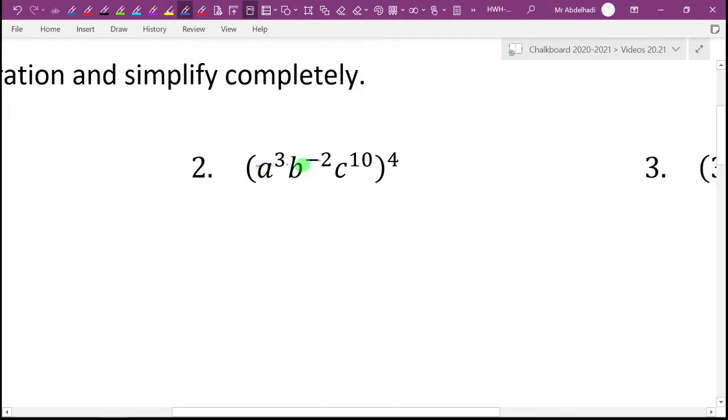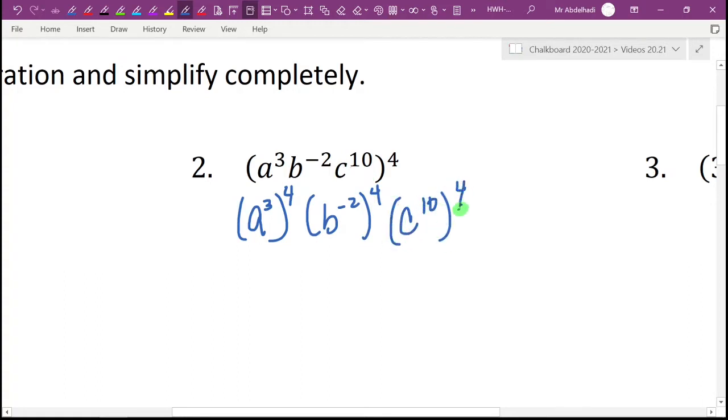you have stuff to a power. This is the same as writing this 4 times, right? So you have 4 to the 3rds, right? And that would be 8 to the 12th. So basically, it's called power of a power. You have a to the 3rd, that whole thing to the 4th power, it becomes a to the 3rd to the 4th, like that. And this is b to the negative 2 to the 4th, and this is c to the 10th to the 4th. So basically all of these powers get multiplied by 4. So now you have a to the 12th, b to the negative 8th, and c to the 40th.